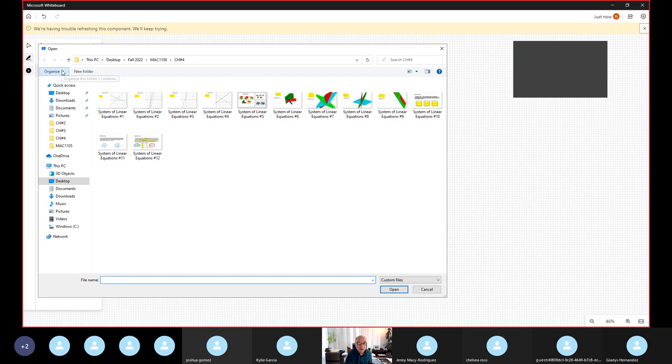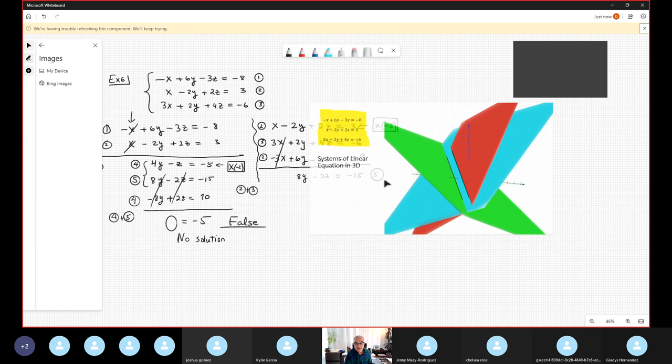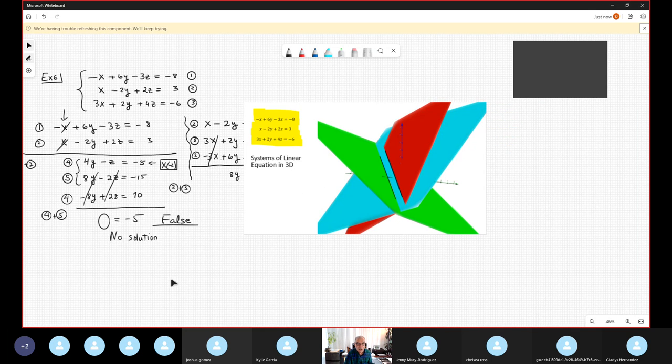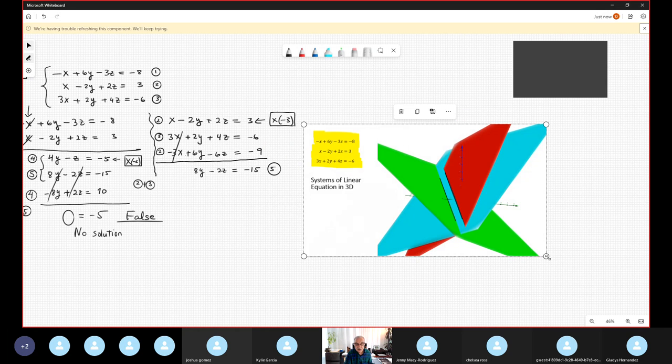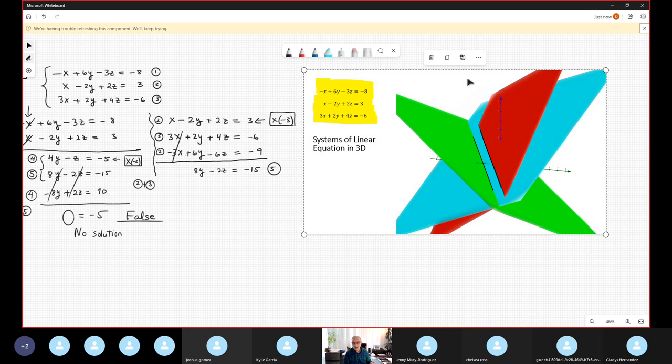One more time, I want to show you the image of the no solution example. It's the same problem I am doing, and graphically using the software, because I need to show the interpretation. Of course, you don't need to do this. It's a graph in 3D, it's super complicated. And you see that we have intersection between the green equation and the blue equation, and between the red equation and the blue equation.